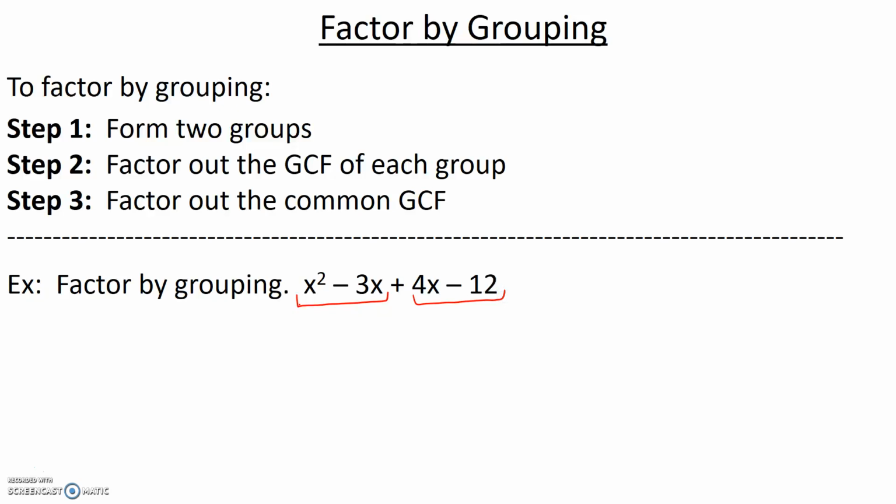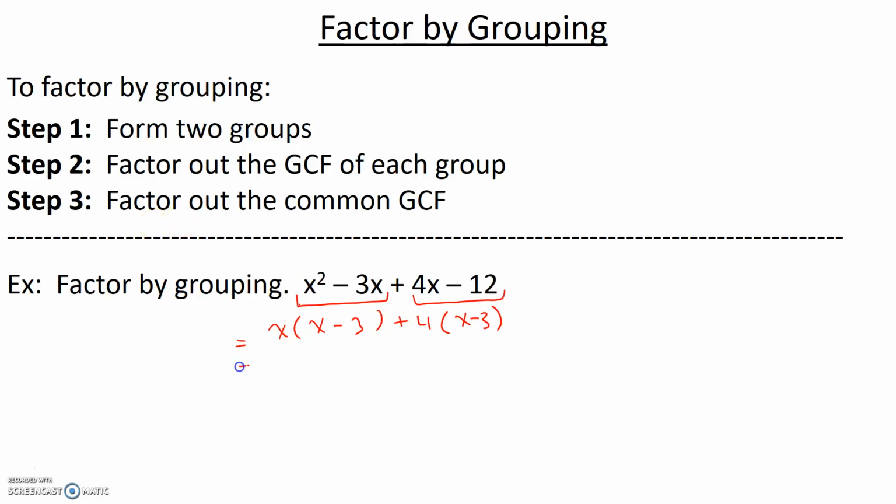Step 2, factor out the GCF of each group. With x squared minus 3x, the greatest common factor is x. If I divide each term by x, I will have x minus 3. In my second group, my greatest common factor is 4. So if I factor out the 4, I will once again be left with x minus 3.